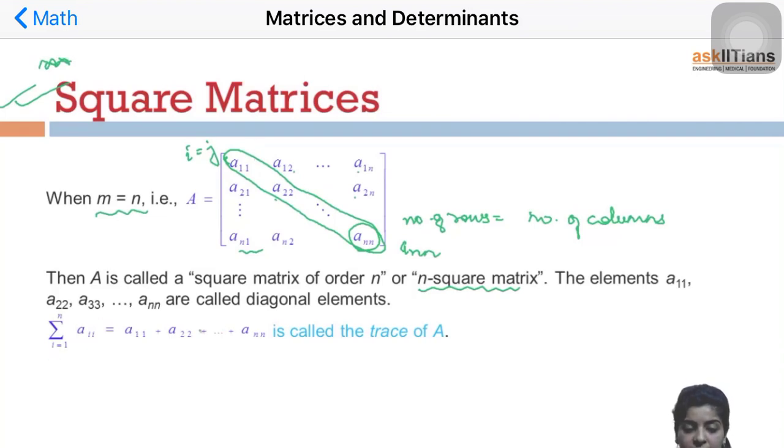Another important concept that we have here is the trace of a matrix. This is an important concept. You must remember it because it is also generally used in various questions. So trace is basically the summation of Aii, or you can say the sum of all the diagonal entries is termed the trace of a matrix.